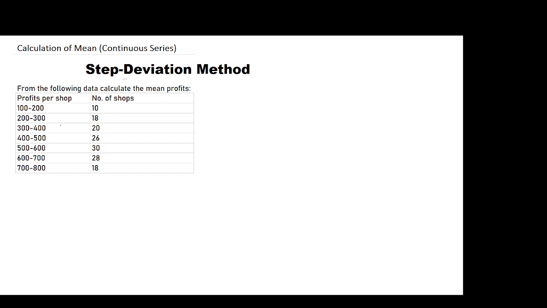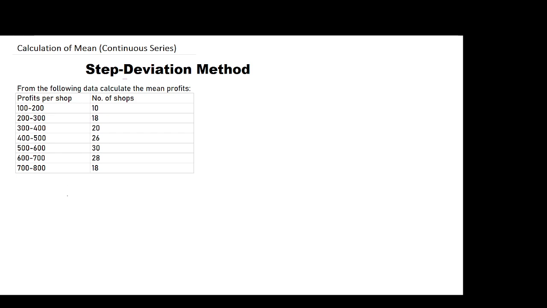So here is an example. From the following data, calculate the mean profits. Profits per shop and number of shops are given. This is the same example which we have taken in the previous video, but there we have calculated only direct method as well as shortcut method. In this video, with the same example, I am going to show you how to calculate this using step deviation method.